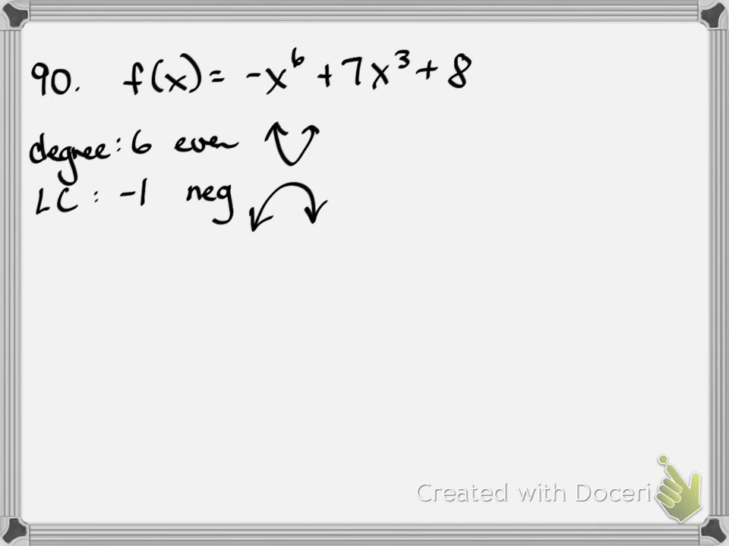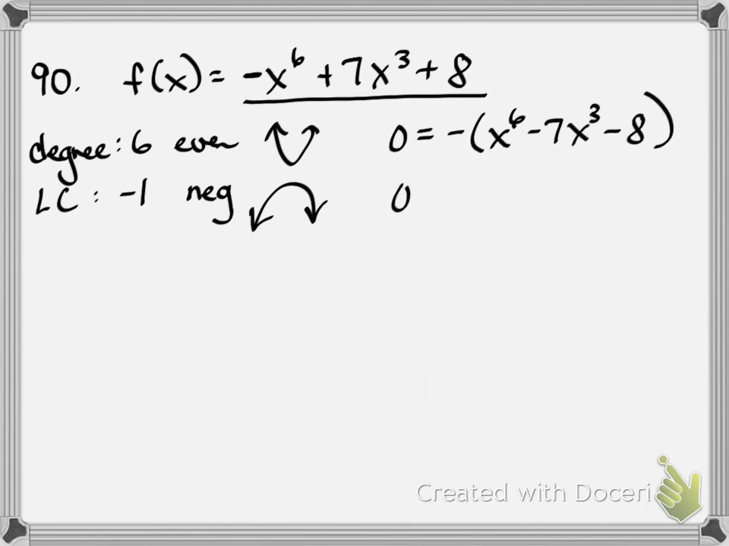Part B says find the zeros of the polynomial. So we're going to have to factor to find the zeros. I do not like to factor a polynomial with a negative leading coefficient, so I'm going to factor that negative out and change every term's sign. And this is one of those quadratic-like problems because this power and this power, 3 is half of 6, so it's like a quadratic, where 1 is half of 2. So we can do this like a quadratic.